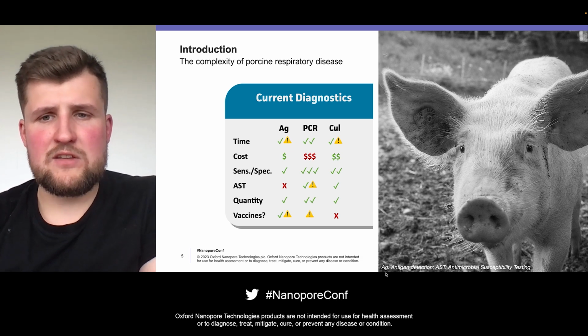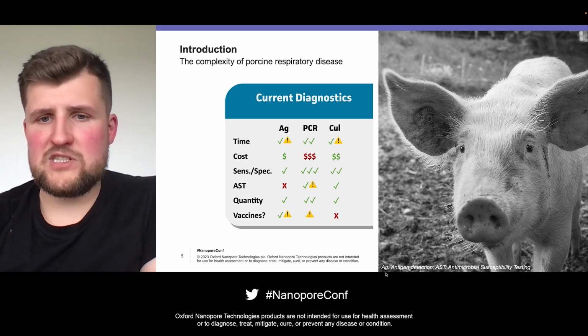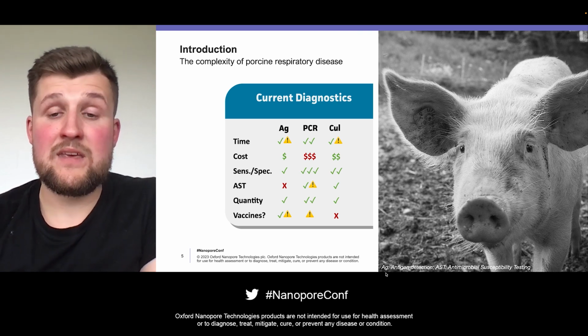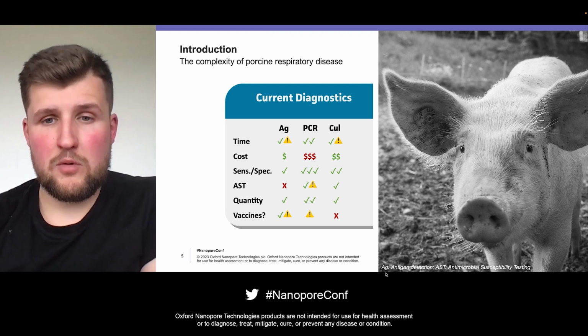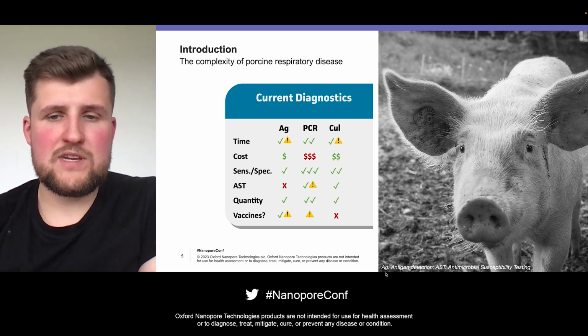We have the antigen detections, in which we can detect either the immune response or the pathogen itself. They can be quick, but if we check the immune response, we need to wait for at least 3 weeks to make sure we are not looking at the vaccination state. They are cheap, that's why they are most commonly applied. They have a quite low sensitivity and specificity. They cannot detect antibiotic resistance, and there is a semi-quantification available for them.